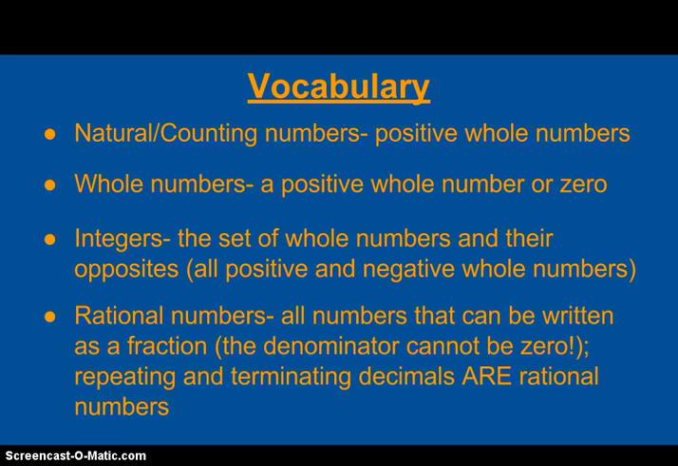Now, something to note here is that repeating and terminating decimals are in fact rational numbers also. So that's something to keep in mind. If a decimal repeats, it's also a rational number. If the decimal ends at a certain point, then that's also a rational number.